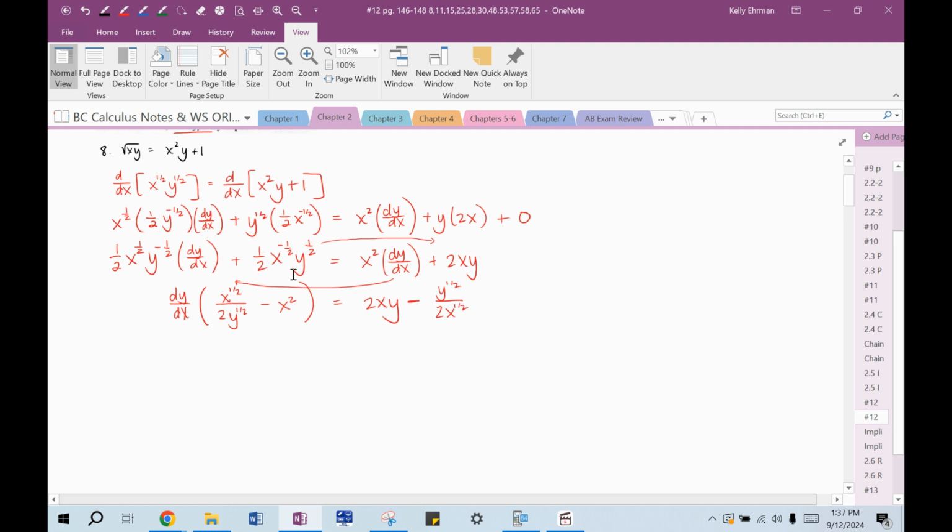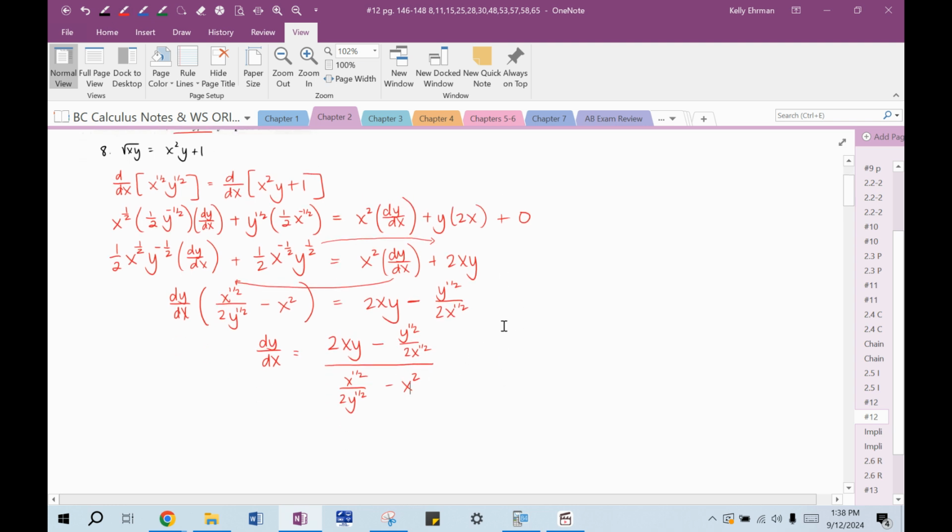So I did a couple of steps in once. I moved my dy dx over and I factored it out. The reason we factor that out is so that we can divide by the parentheses and get dy dx isolated. So this is now 2xy minus y to the 1/2 over 2x to the 1/2, over x to the 1/2 over 2y to the 1/2 minus x squared.